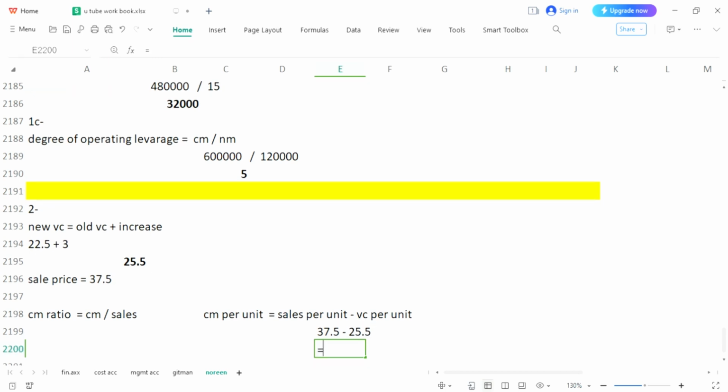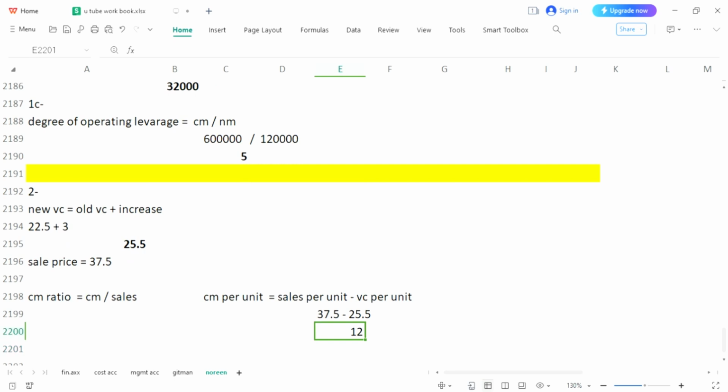Statement is completed. Now we can calculate 37.5 subtract 25.5. So this way you have calculated your CM per unit. CM ratio we need to calculate. CM per unit is calculated over here, that is 12, and we need to divide it by sales which is 37.5. Now this would be calculated 12 divided by 37.5. So in this way we have calculated our new CM ratio.